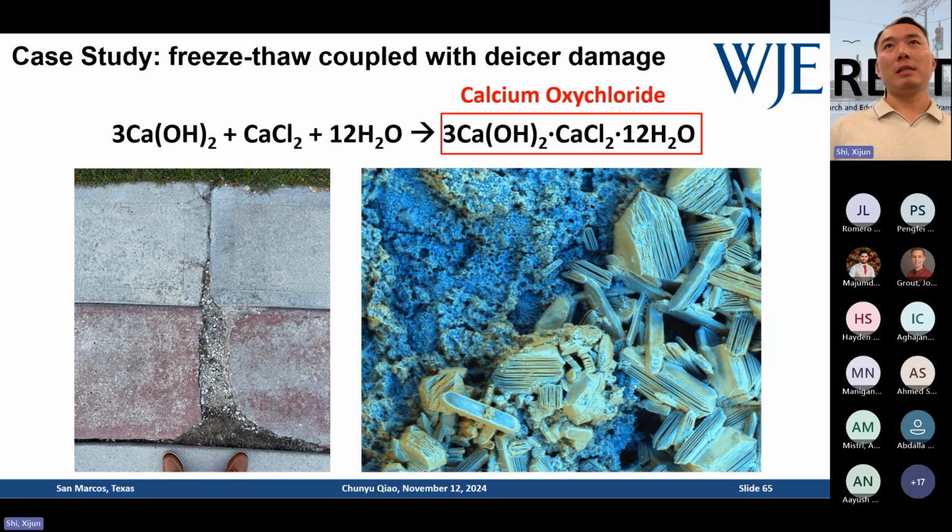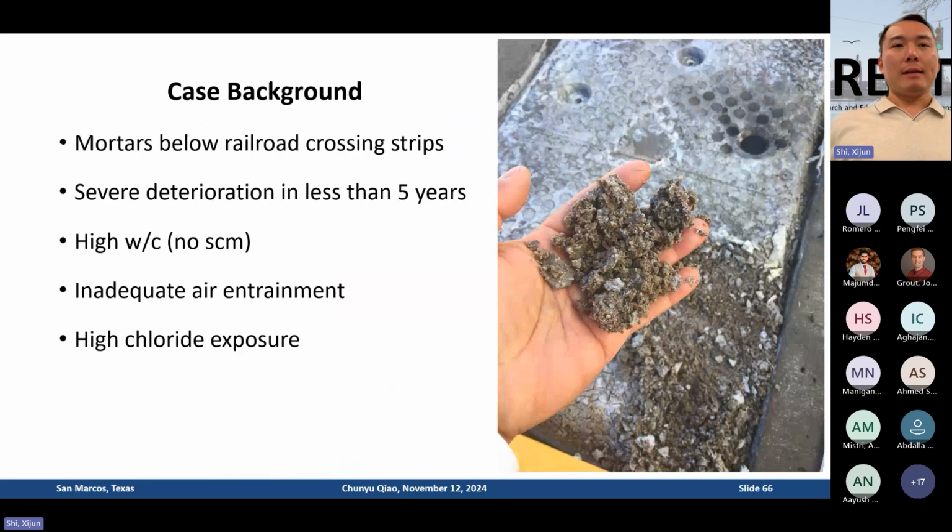So this salt involves some, let's say, phase change material, or it is only stable under a low temperature. Let's say when the time comes to spring or summer, this salt will decompose back to calcium chloride and calcium hydroxide. So in the summer, during maintenance, you cannot really directly see a lot of this salt. So this case is very interesting.